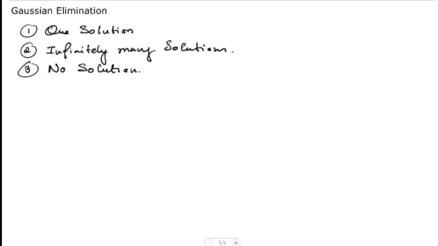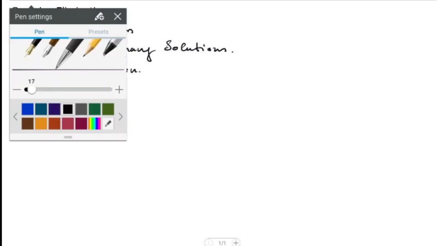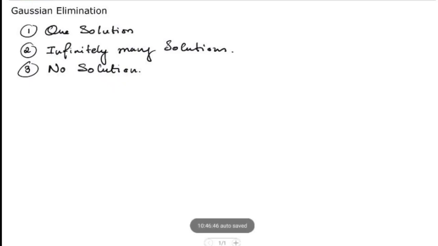So in this section we are going to discuss the first case, that is having one solution. We're going to take an example of linear systems and solve it and see when we have only one solution. Okay, so let's go ahead and start working on that. Let's go with case 1 now. That's one solution.